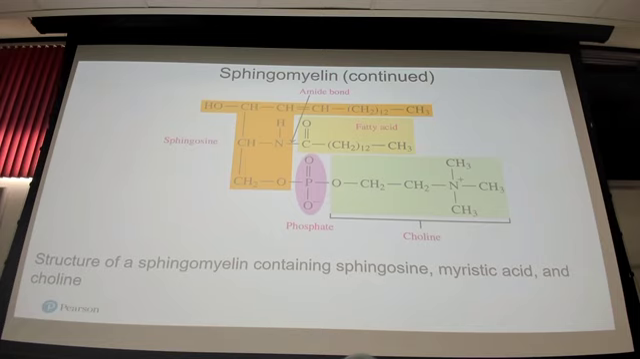This sphingosine forms an amide bond with the fatty acid that it contains. Amide bond, the NH bonded to a C=O bond, oh right, we talked about this. And then, of course, that phosphate group and the choline group.